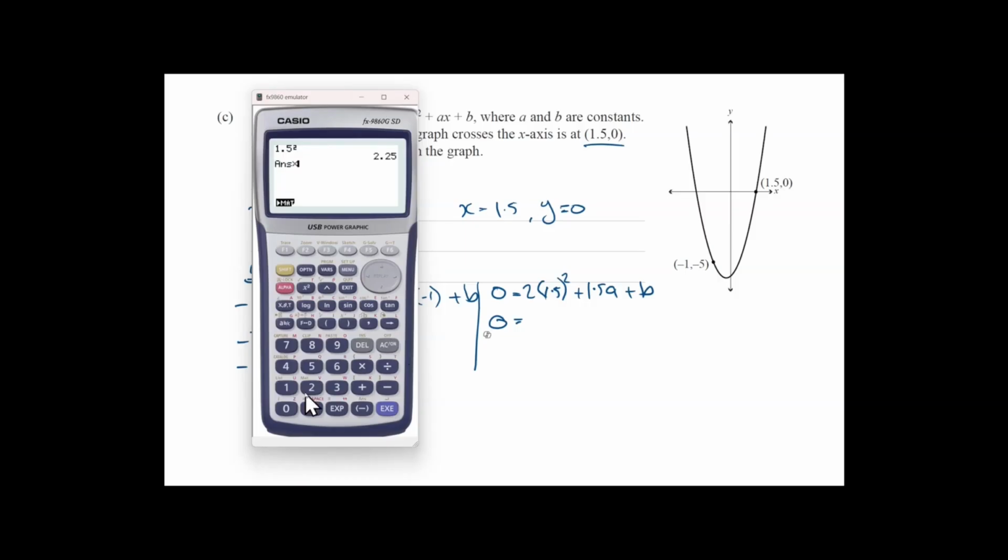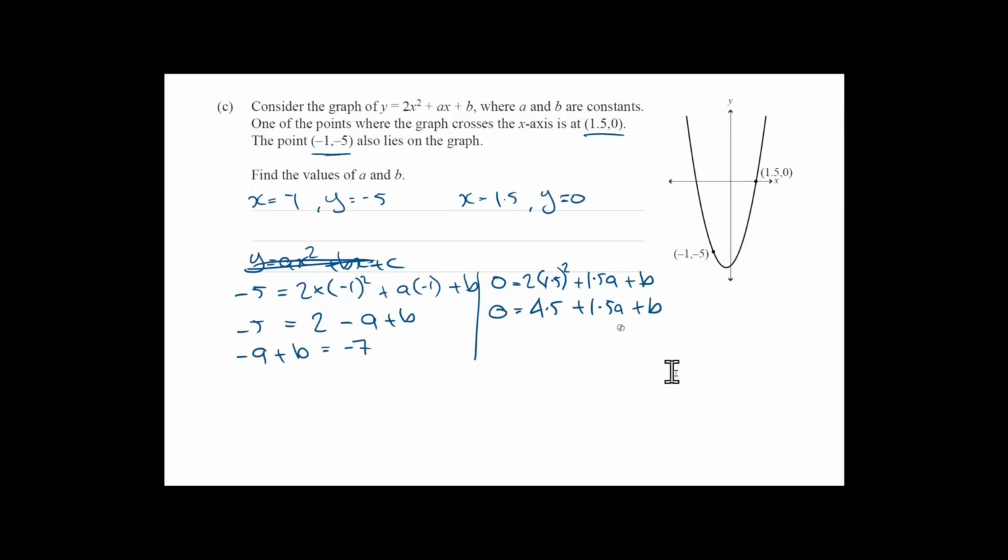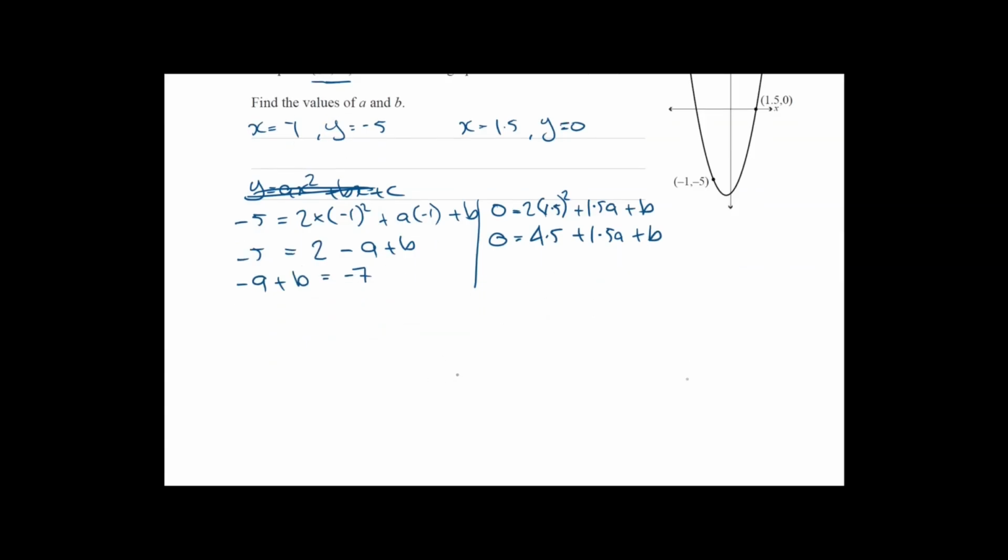2.25 times 2, 4.5. So 4.5 plus 1.5a plus b. And now if you think about it, we have a simultaneous equation where we have two equations and two unknowns, a and b, and we can solve them. Let's bring this 4.5 over. And so we've got -4.5 is going to be equal to 1.5a plus b.